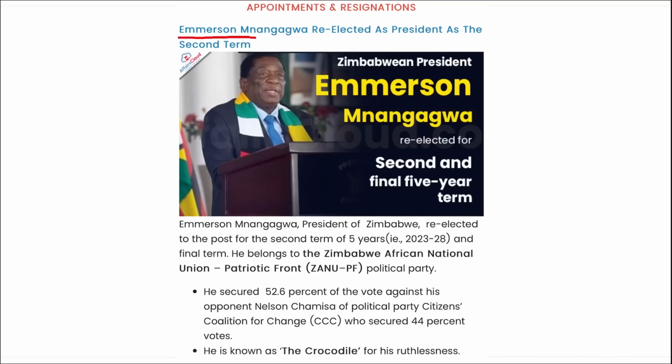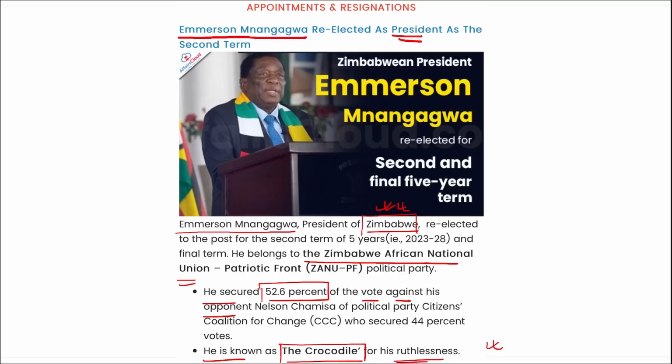Next, Emmerson Mnangagwa has been re-elected as the president for a second term, from the Zimbabwe African National Union. I repeat, Emmerson Mnangagwa has been re-appointed as the president of Zimbabwe. Correct? He is from the Zimbabwe African National Union. He secured 52.6% of the vote against his opponent, and he is also known as the Crocodile for his ruthlessness. Right? So he has become the president of Zimbabwe, and he will be in this position for 5 years.